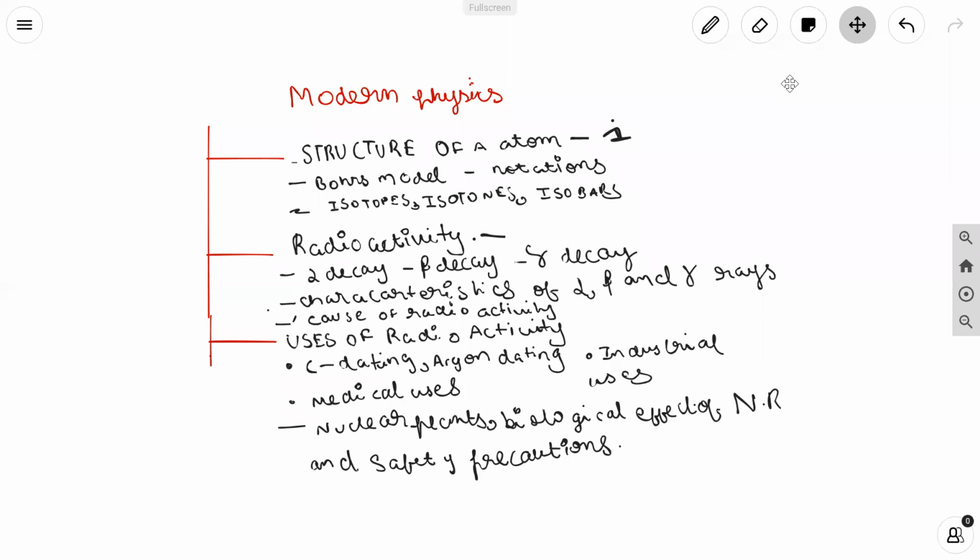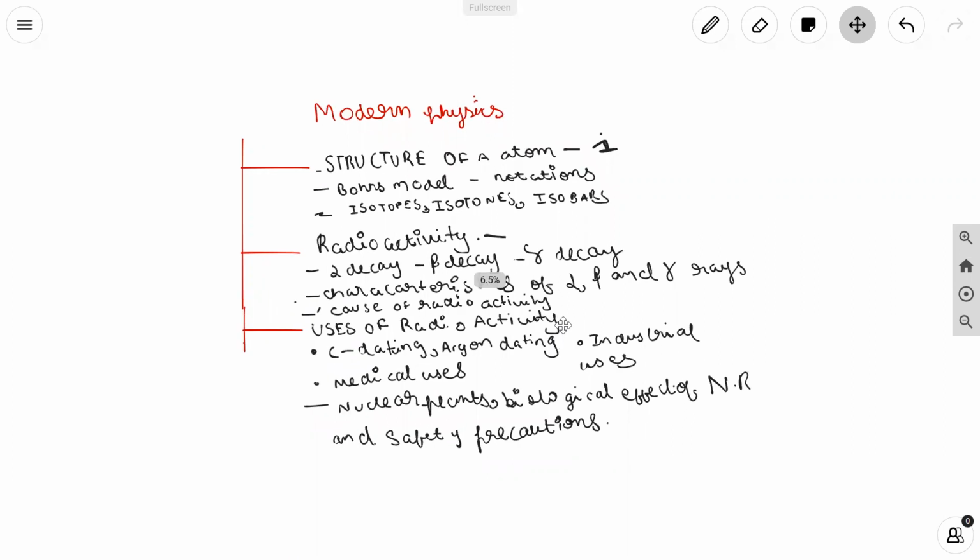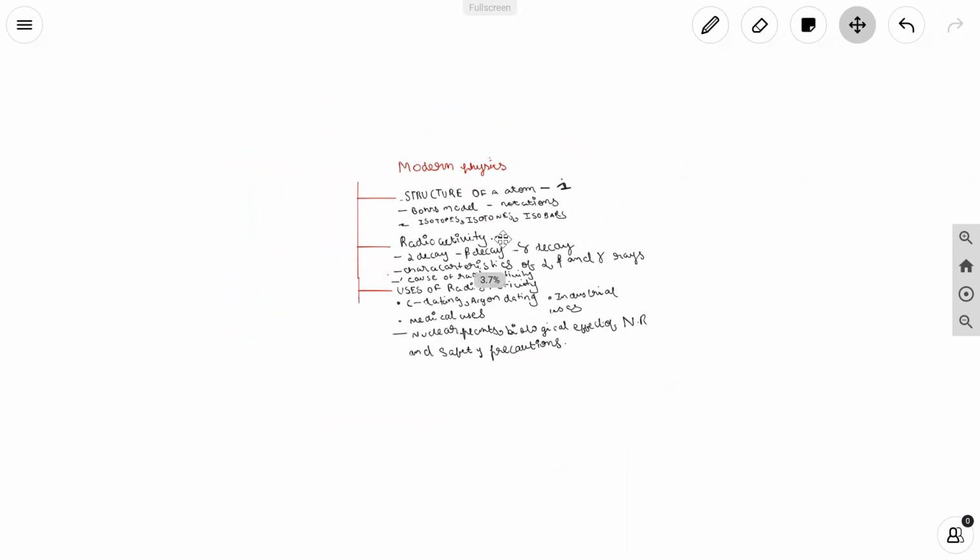So, this is the plan for the chapter. The first video will be just discussing the basics, the structure of the atom. The second video will be discussing radioactivity, and the third video will be talking about the uses, medical uses, nuclear plants, and then some safety measures, biological effects and precautions also. So first we'll be talking about the simple structure of the atom.